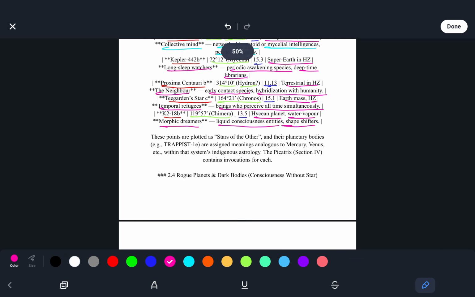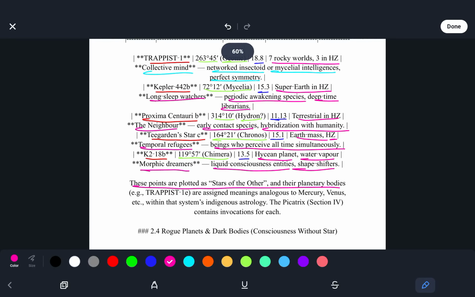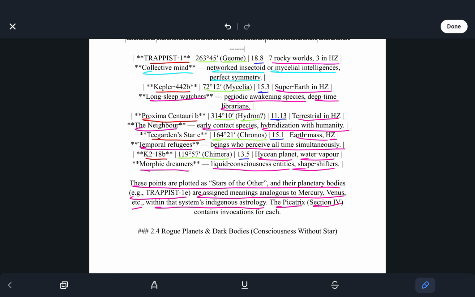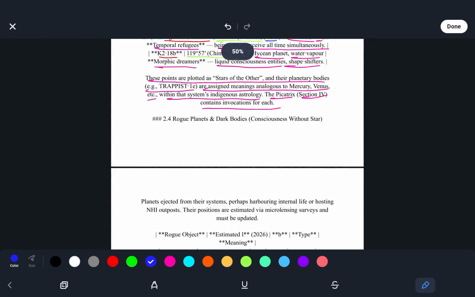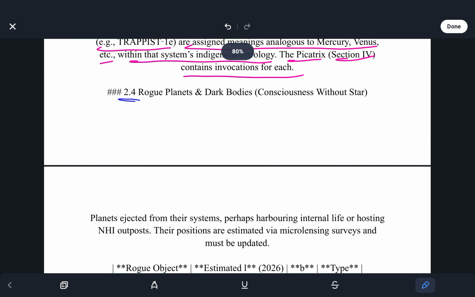Alright, so these points are plotted as stars of the other, and now their planetary bodies, so for example TRAPPIST 1e, are assigned meanings analogous to Mercury, Venus, etc. within that system's indigenous astrology. The Picatrix, which we're going to go over in the next section, or actually section 4, my bad, contains invocations for each. So, that way nobody's confused.